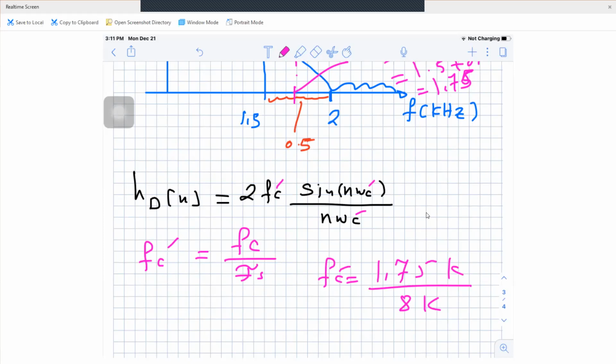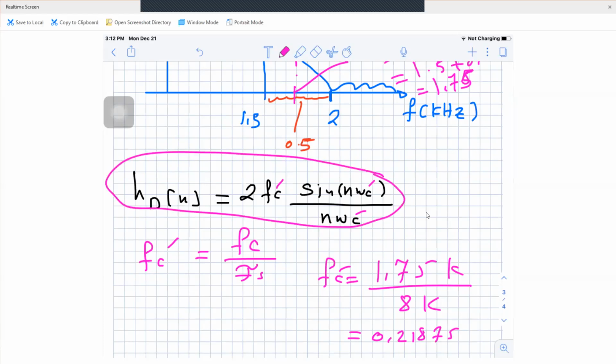Now, after finding the value of the cutoff frequency, we will be able to determine other values. Of course, 1.75 divided by 8 will be about 0.218, precisely 0.21875. This will be fc dash.